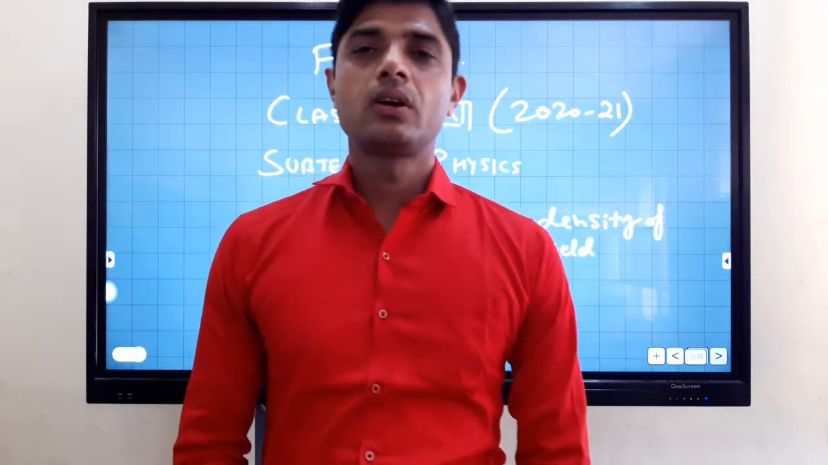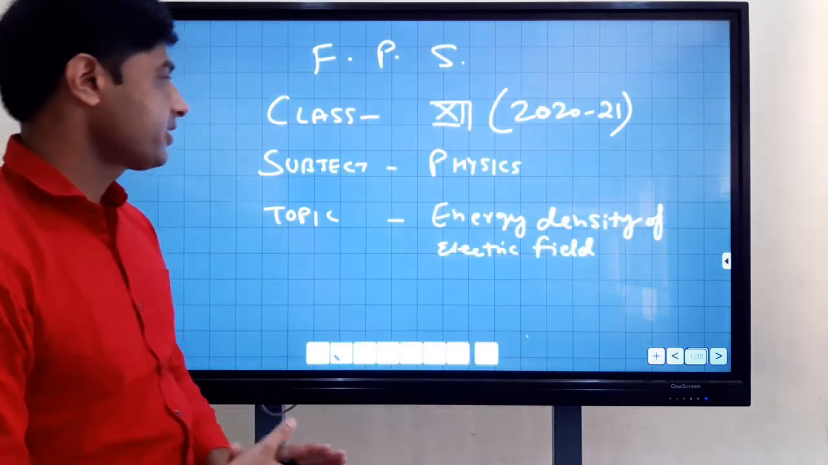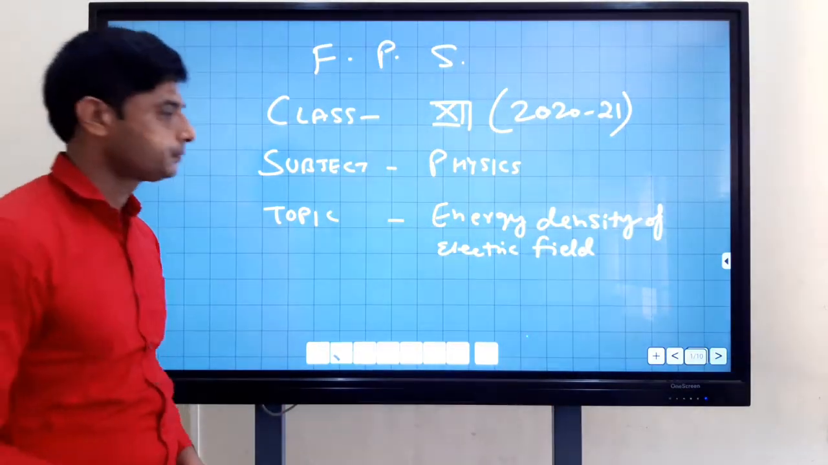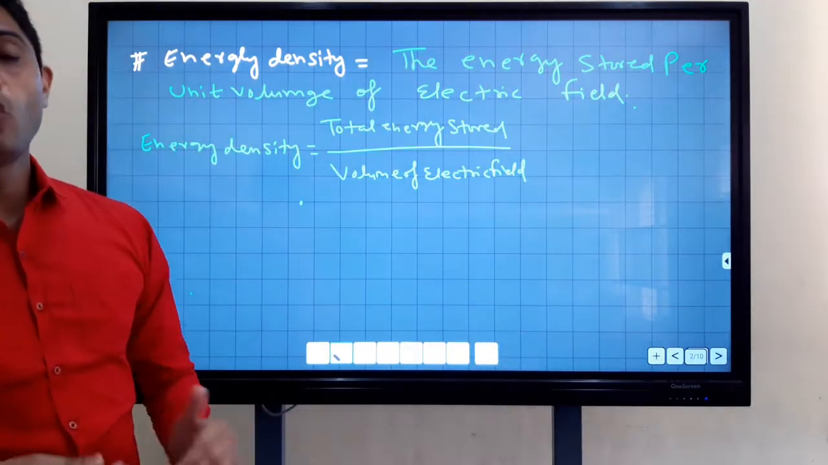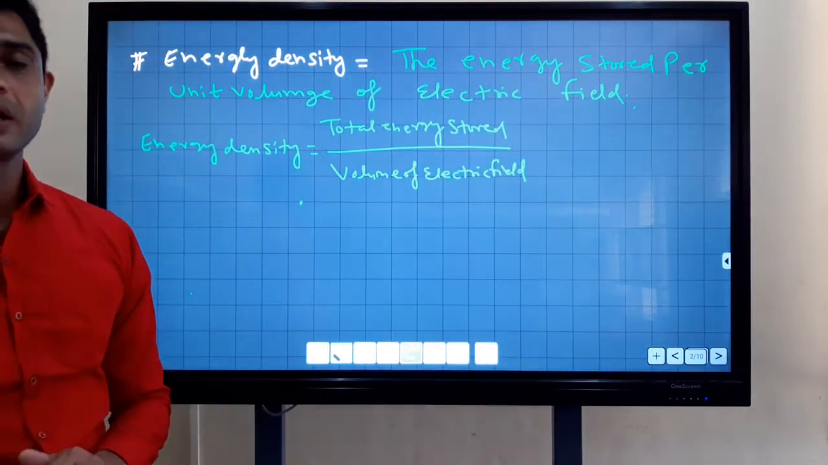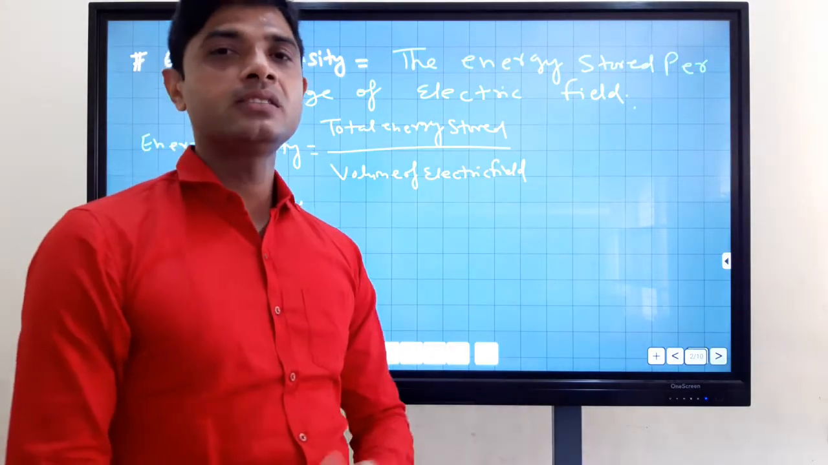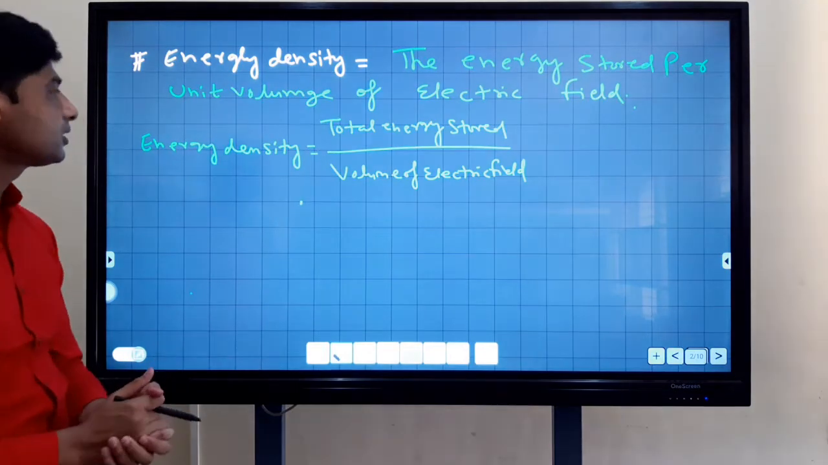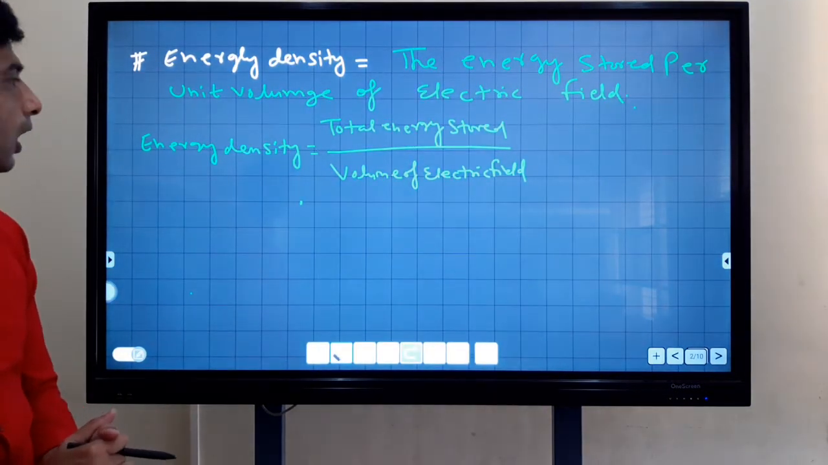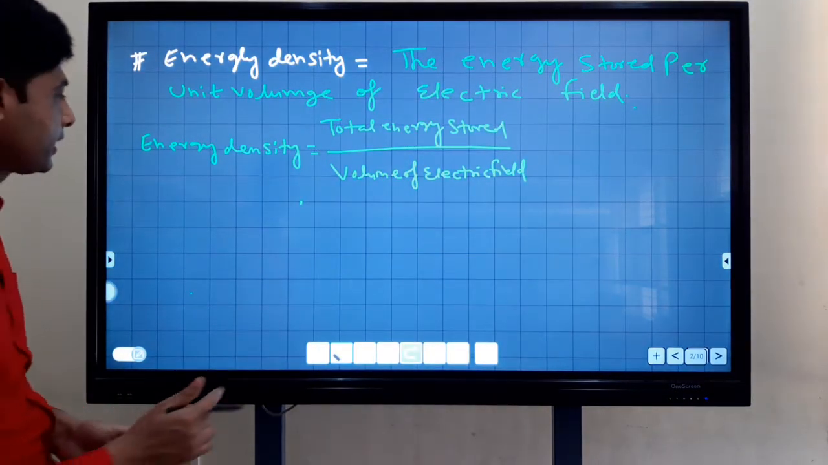Today I am going to take a lecture for 12th class, and today's topic is energy density of electric field. Energy density means the energy stored per unit volume of electric field in a capacitor. It means energy density equals total energy stored upon volume of electric field.